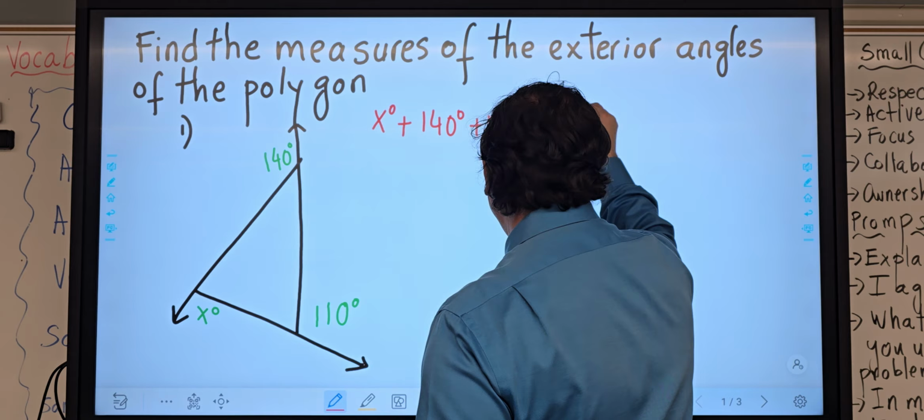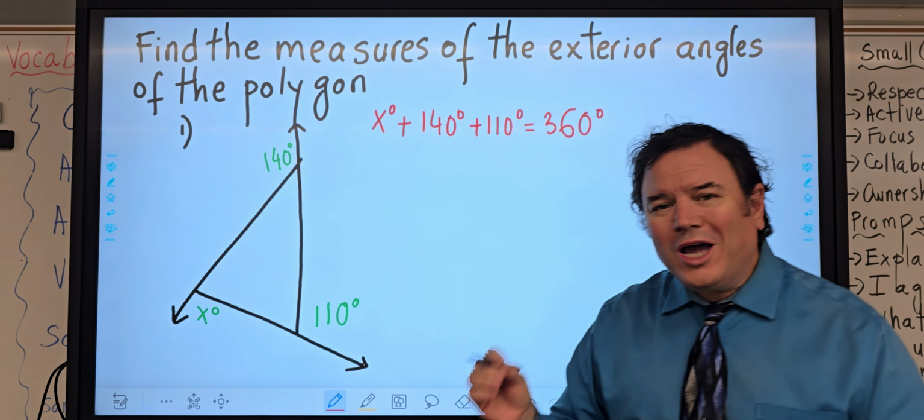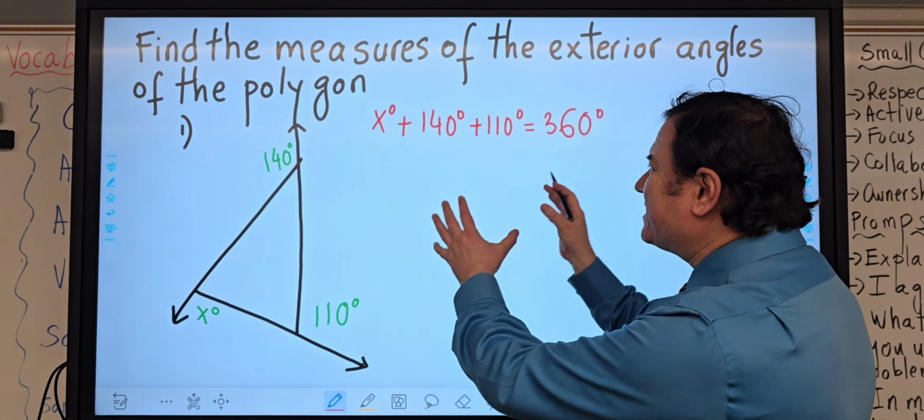So we have x plus 140 plus 110 equals 360 degrees. Why do you think all these angles added together give us 360 degrees? Let's do a little proof here.